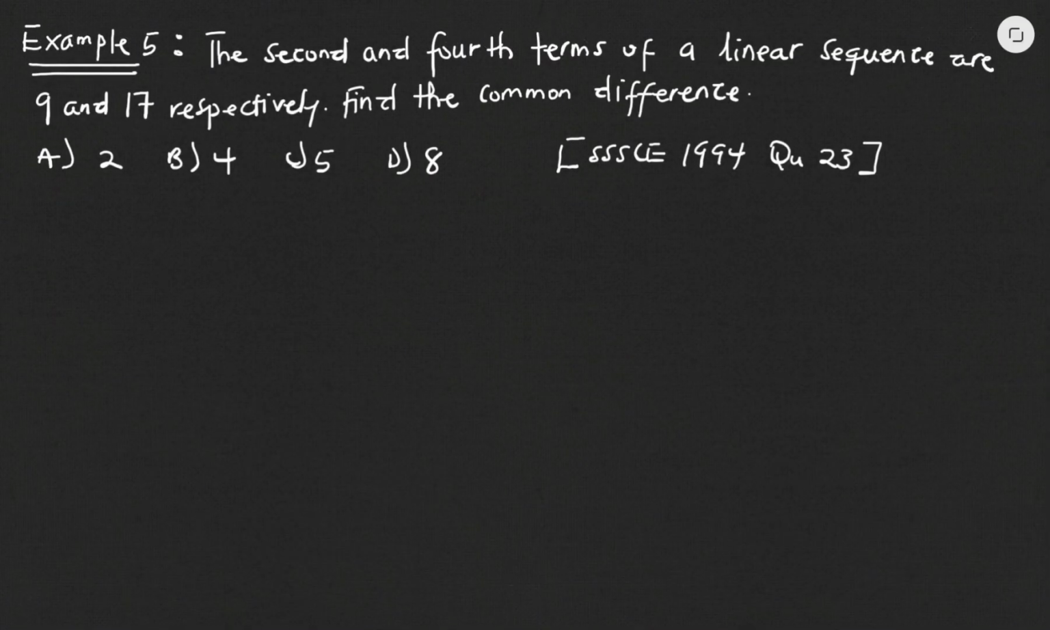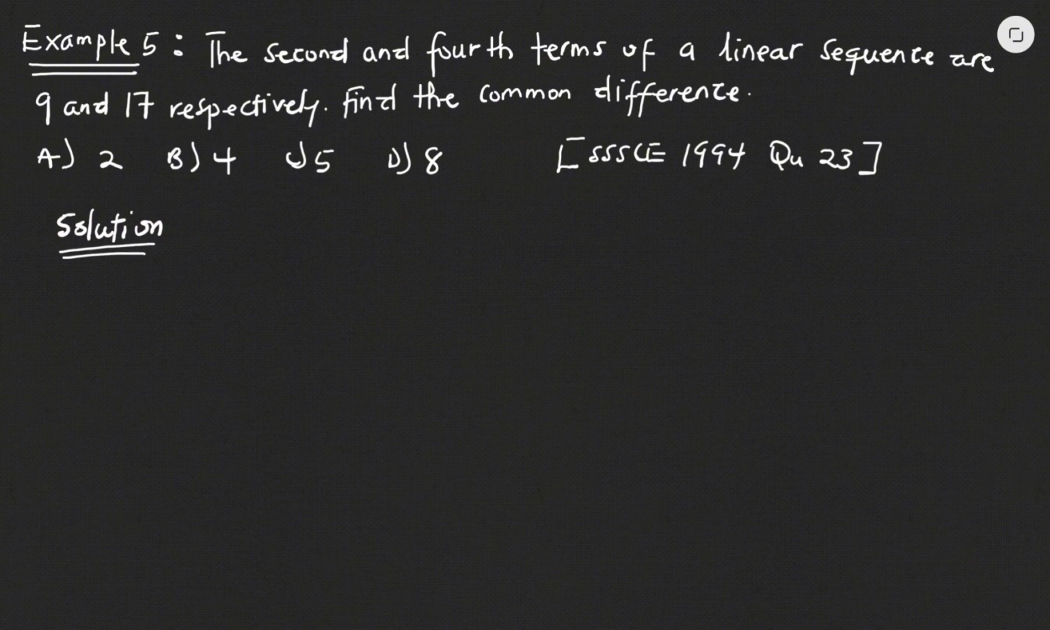So example number 5. The second and fourth terms of a linear sequence are 9 and 17 respectively. We have to find the common difference. The A is 2, B is 4, C is 5, and D is 8. And this is the SSCE 1994 question number 23. Now this question is actually very, very simple. So let's go ahead and look at that. So we write down our solution.